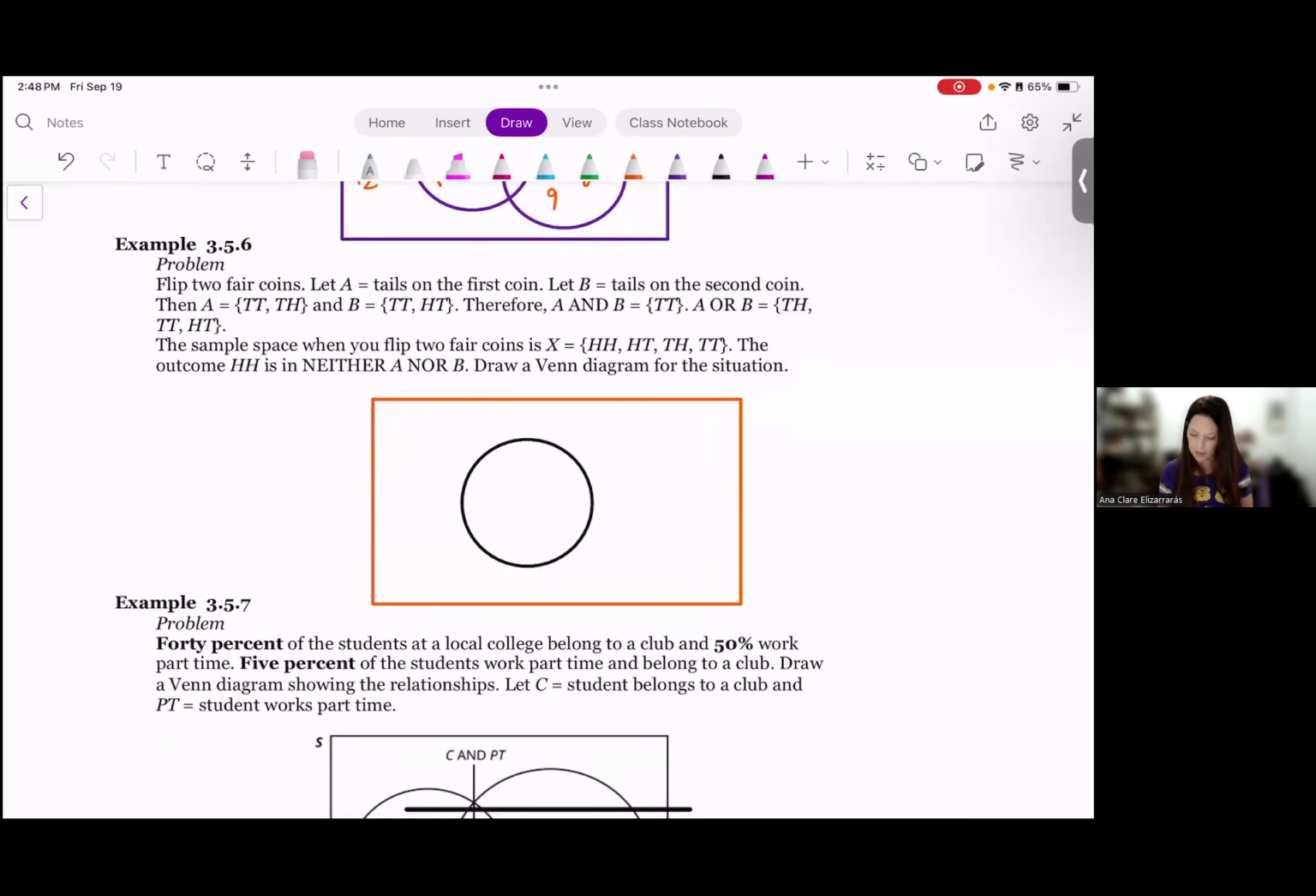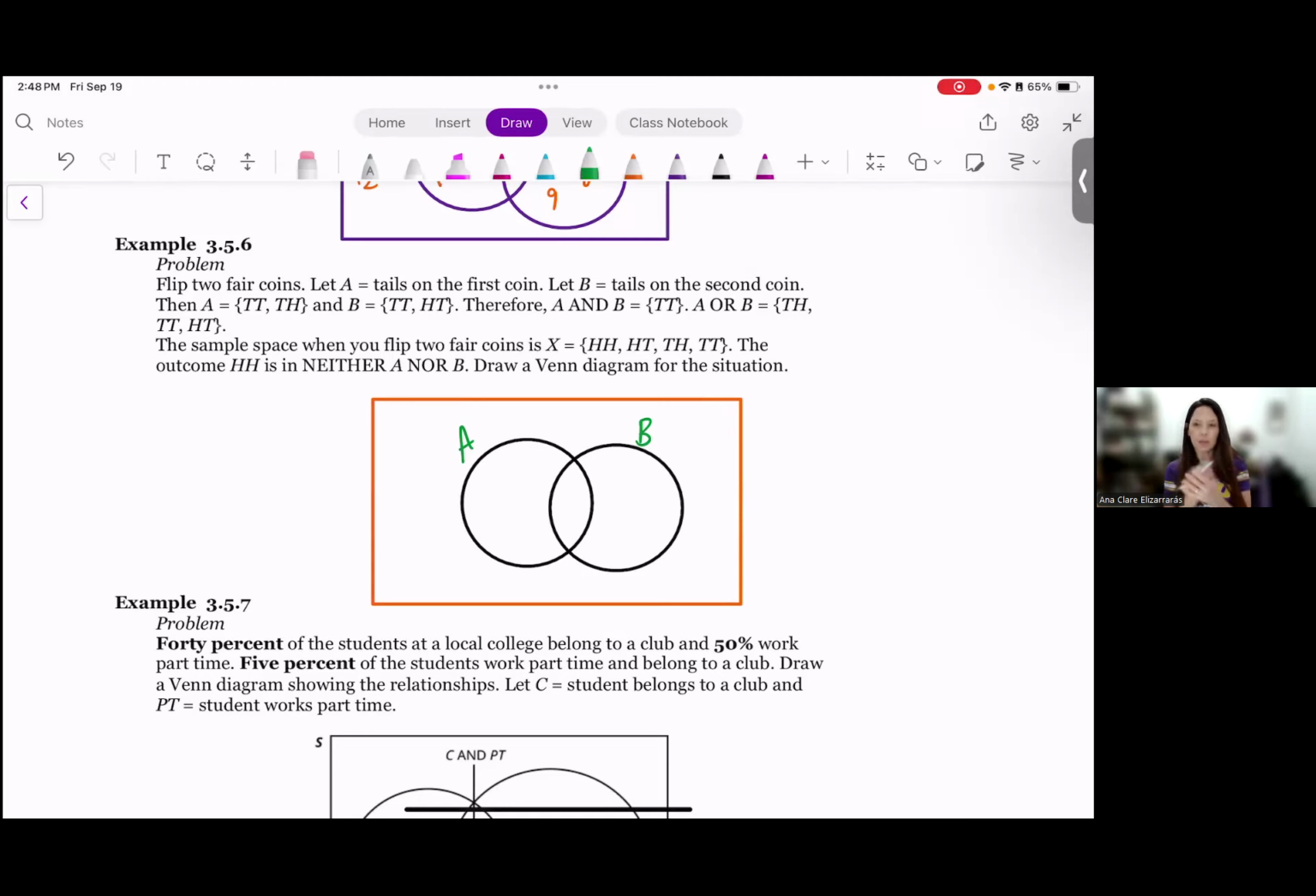These outcomes, we're talking about flipping 2 fair coins. So I'm going to flip 1 coin, and then I'm going to flip a second. A is tails on the first coin, and B is tails on the second coin. So if A is tails on the first coin, I can get tails, tails, or tails, heads. If B is tails on the second coin, I could get heads, tails, or tails, tails.